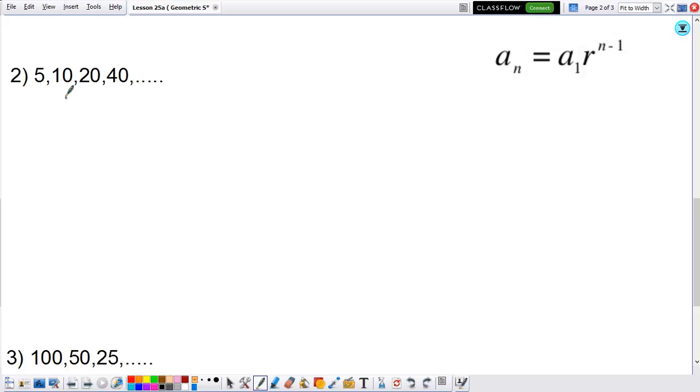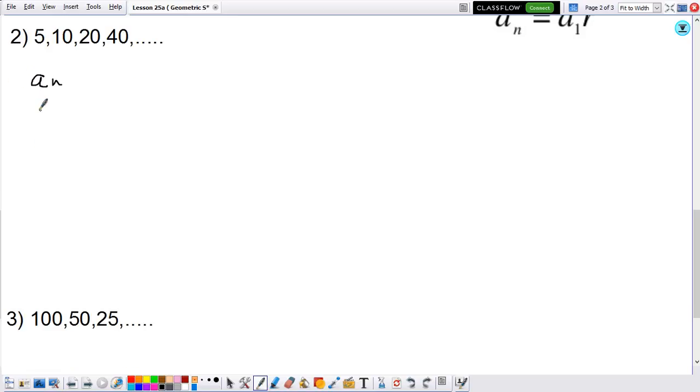Again, all we need to know is what is an, what is a1, what is r, and what is n. So let's see. You got those 4 pieces of information, you plug them into your formula, then you have your explicit formula. That's pretty much it. So let's see. an basically is going to stay as an, just like the previous example.